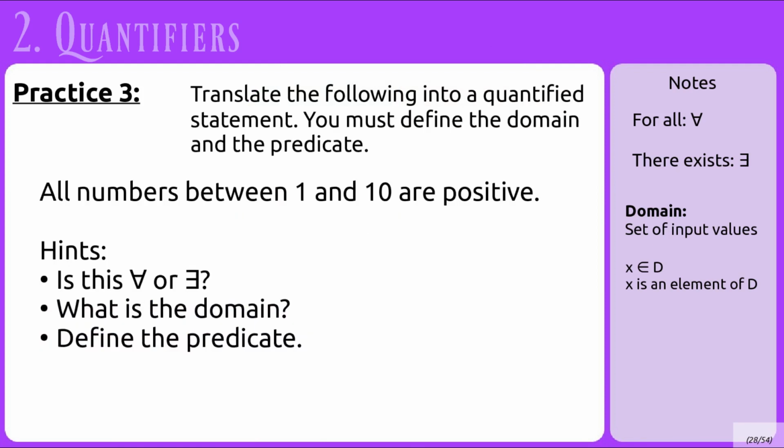Okay, time to go the other way around. Translate the following into a quantified statement. You must define the domain and the predicate. The statement is, all numbers between 1 and 10 are positive. So, first, will this be for all or there exists? What is the domain? And what is the predicate?